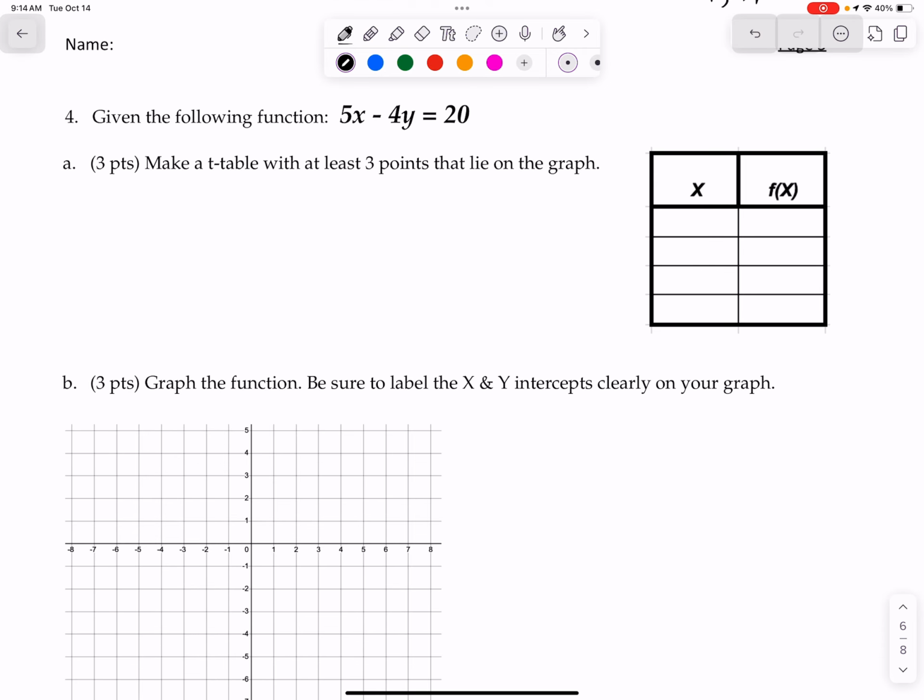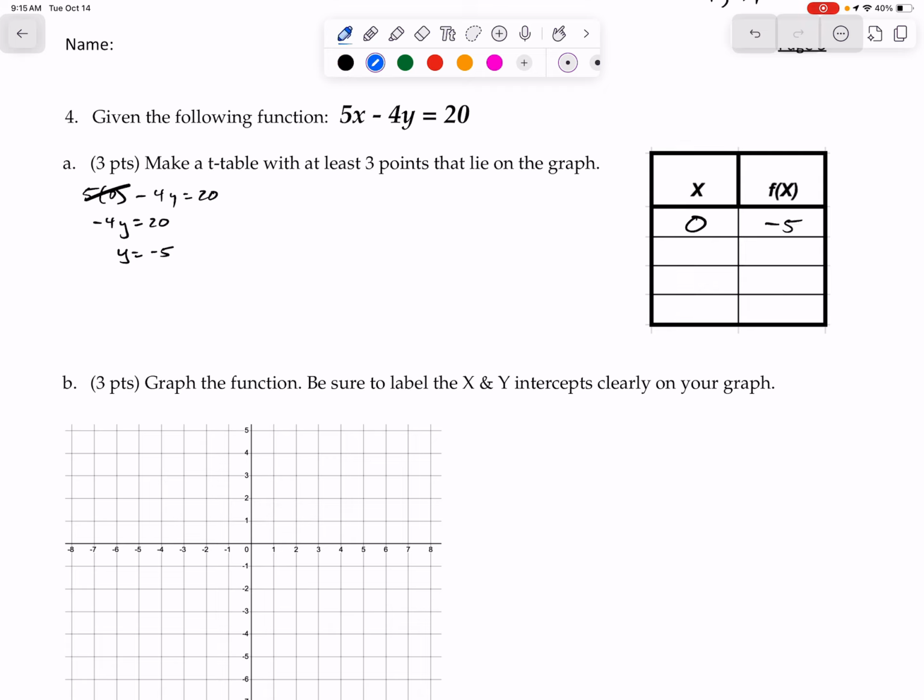Make a t-table with at least 3 points that lie on the graph. Okay, we are immediately going to do, in black, when x equals 0, what's y? So that would be 5 times 0 minus 4y equals 20. So minus 4y, because that's nothing, equals 20. Divide both sides by minus 4, we get y equals negative 5.